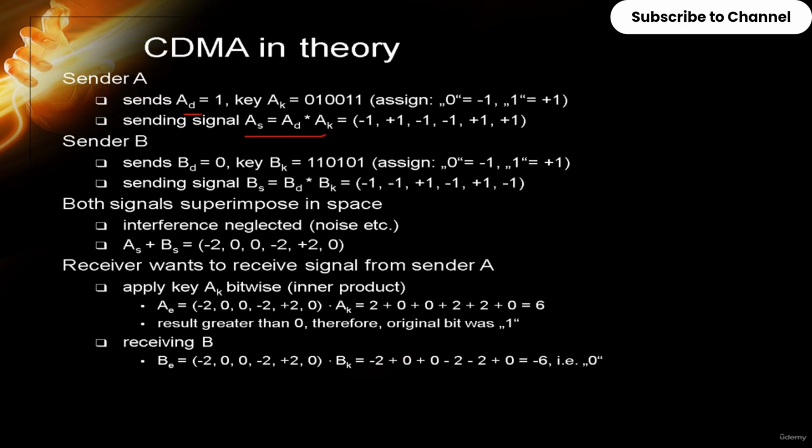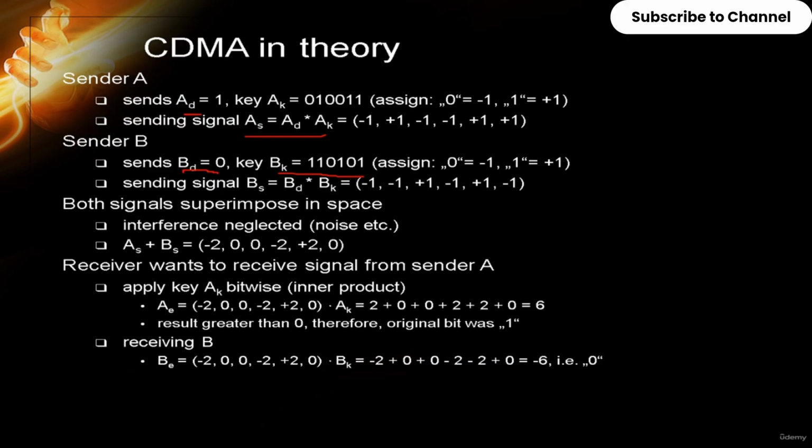Now for sender B, the data is BD and the key is BK with those values. The sending signal, with the same formula, is BS equals BD star BK. Now both the signals superimpose in phase. Interference may be neglected along with the noises.